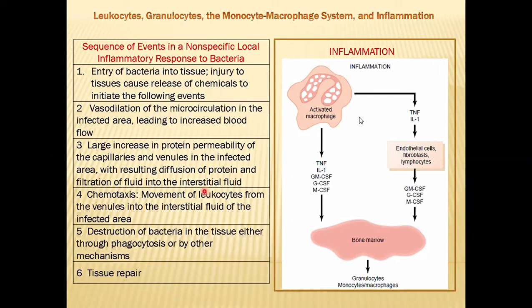Then chemotaxis, the next event, is movement of the leukocytes from the venules into the interstitial fluid of the infected area. Then the next step is destruction of the bacteria in the tissue, either through phagocytosis or by other mechanisms. And the last event is tissue repair.